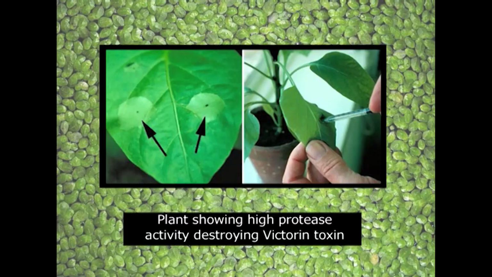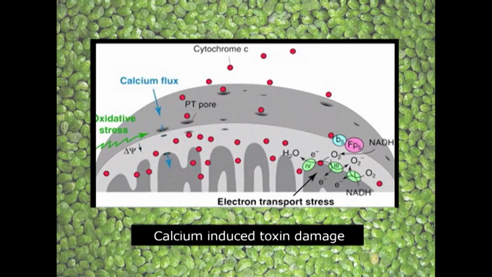And as I told you, there are some plants which are resistant, and these resistant plants can produce a particular enzyme or a protease which will destroy the toxin, as a result of which the disease development doesn't occur. And at the same time, there is also an important role of calcium. So if the calcium is present in the cell, the effect of victorin will be more, and if the calcium is less, then the disease development will be reduced. So we can actually alter the disease by the presence or absence of calcium.